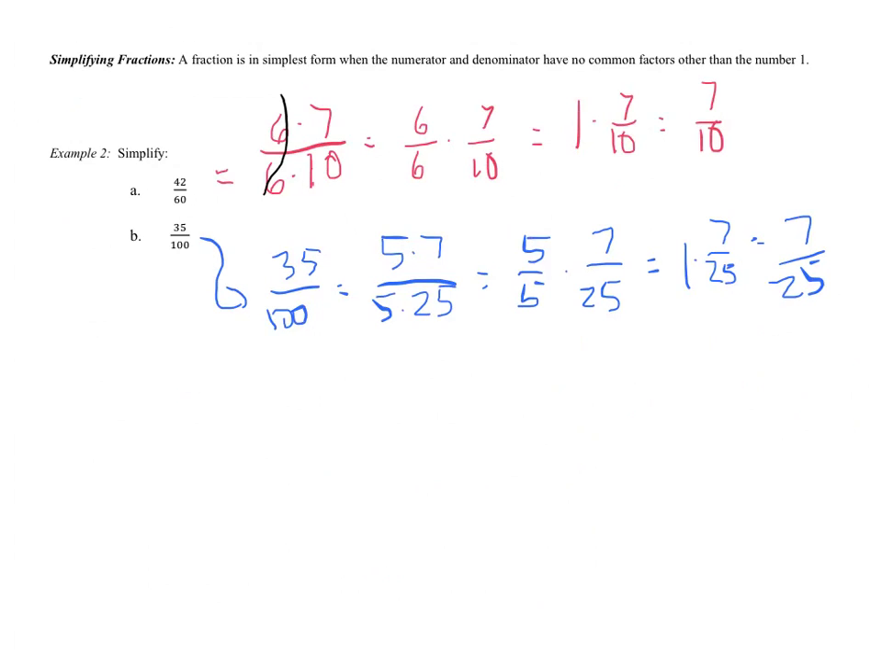They have no common factors other than the number 1. So the fraction 7/10 only has a greatest common factor of 1 in the numerator and the denominator. Similarly, 7/25 only has a factor of 1 in the numerator and the denominator.